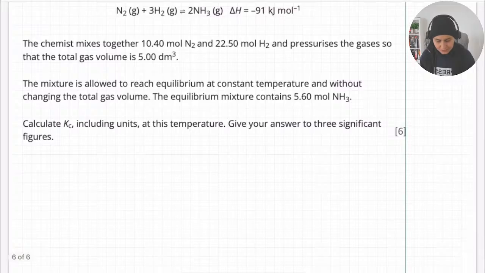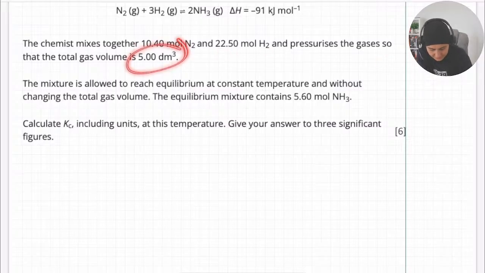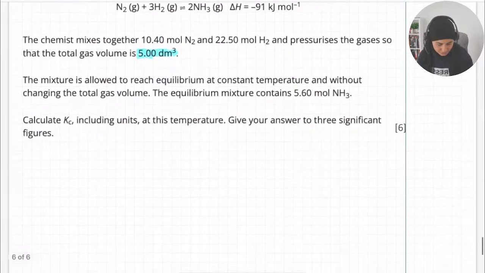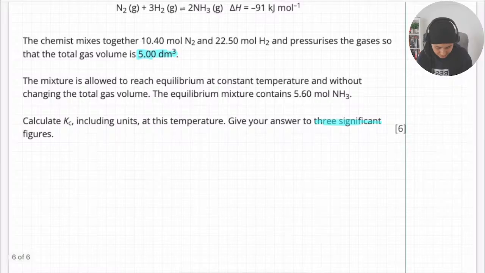Let's try. So we have a reaction, and then the chemist mixes together 10.40 moles of nitrogen, 22.5 hydrogen, and pressurizes the gas's volume. Again, let's highlight it so that we don't forget about it later. The mixture is allowed to reach equilibrium at constant temperature and without changing the total volume. The mixture contains 5.60 moles of NH3. Calculate Kc, including units at this temperature, to three significant figures. I also highlight that just because I know I will forget.